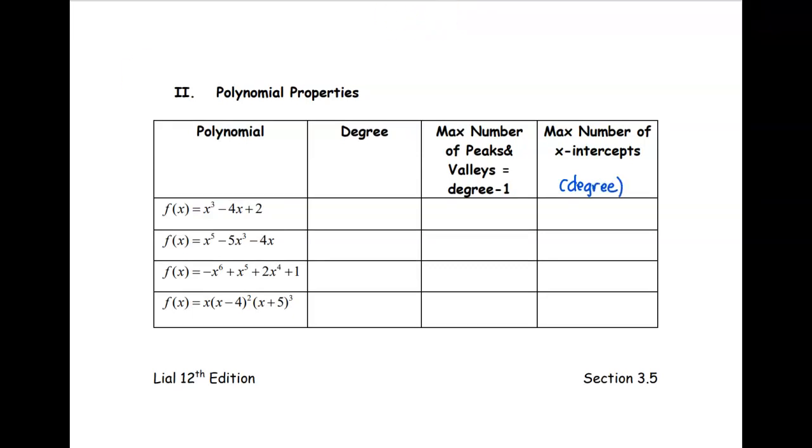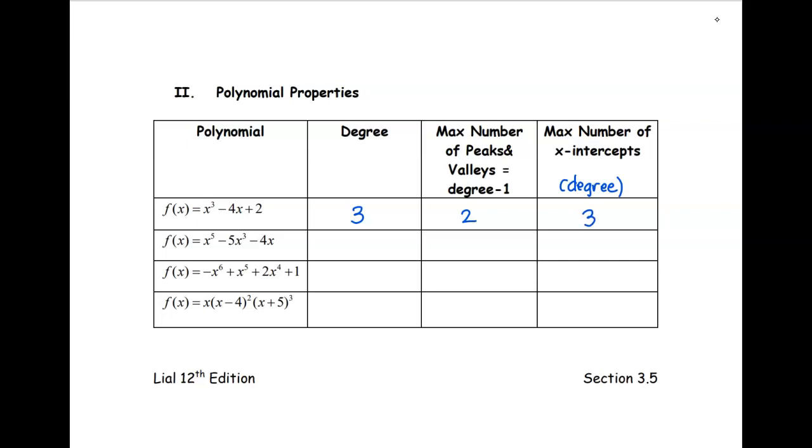So let's take a look at this example here. For the first one, the leading term is x cubed. By looking at the leading term, we say that the degree of this polynomial function is 3, and then the maximum number of peaks and valleys is 2, and the maximum number of x-intercepts is 3.